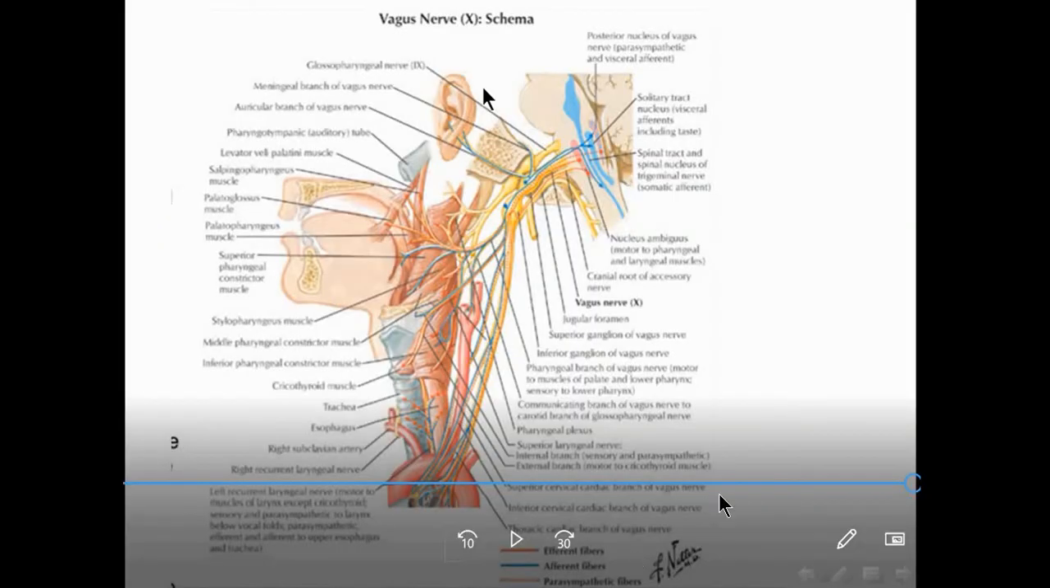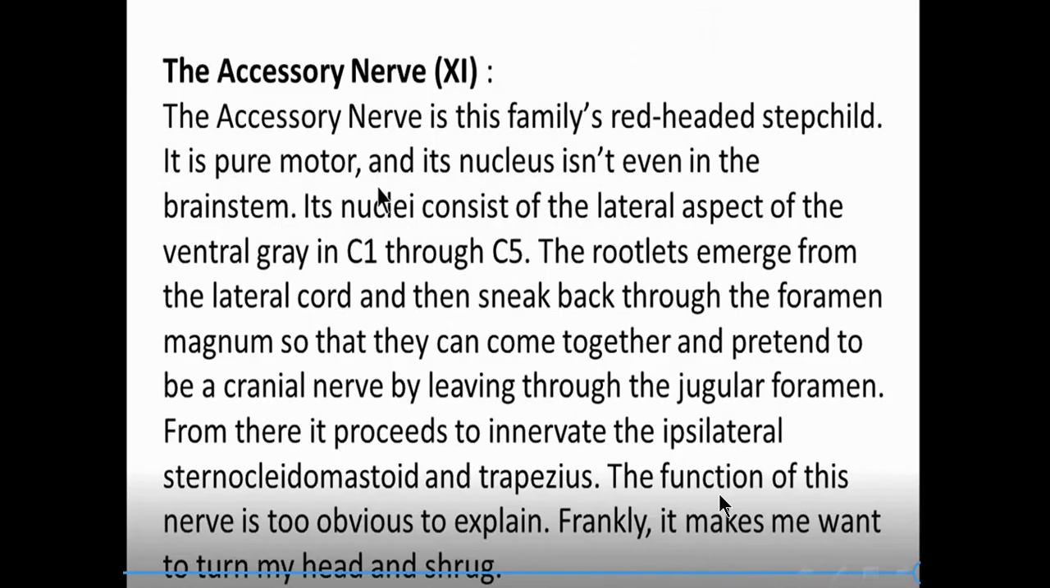This picture shows the vagus nerve. The accessory nerve, cranial nerve number 11. The accessory nerve is the red-headed stepchild of the family, an unwanted and undistinguished child. It is pure motor, only motor, and its nucleus isn't even in the brainstem.